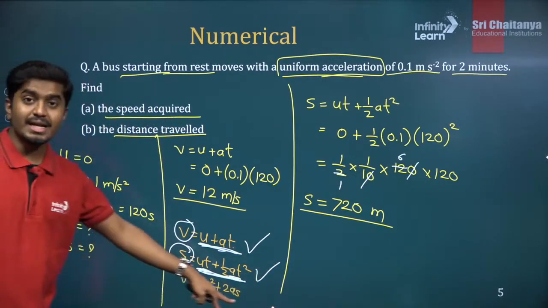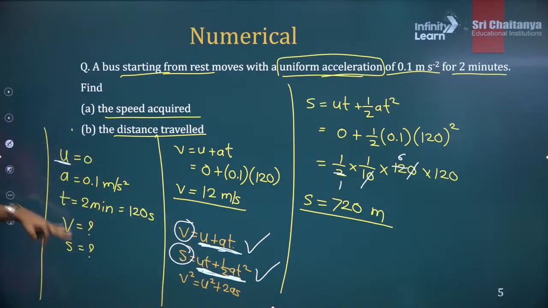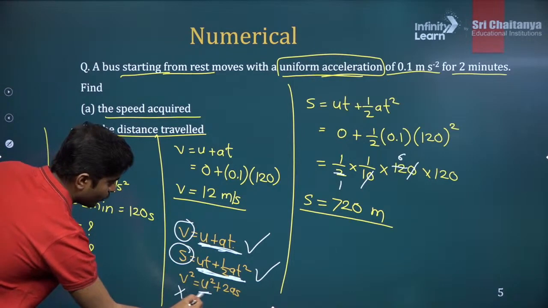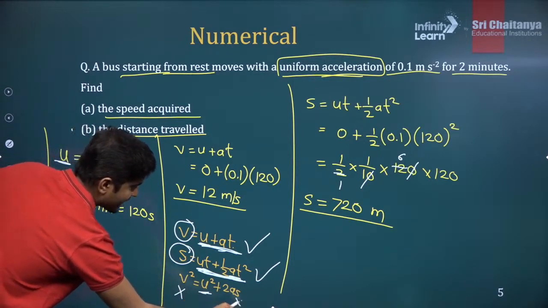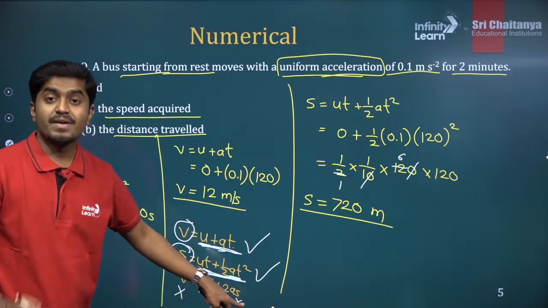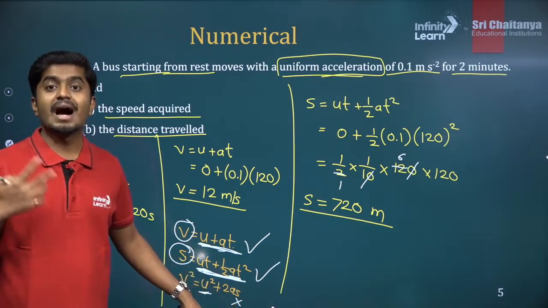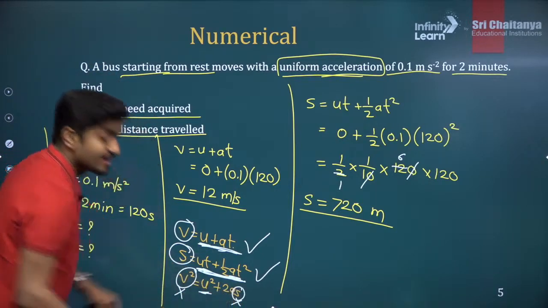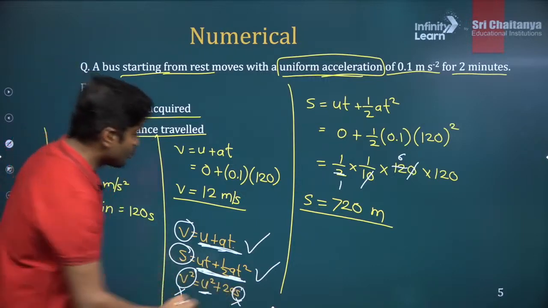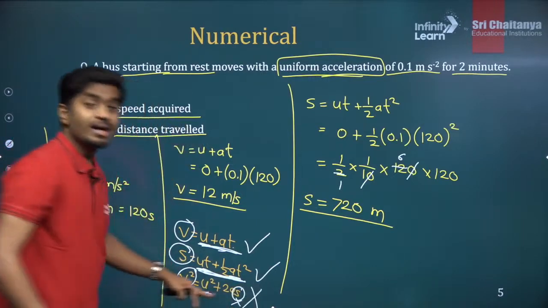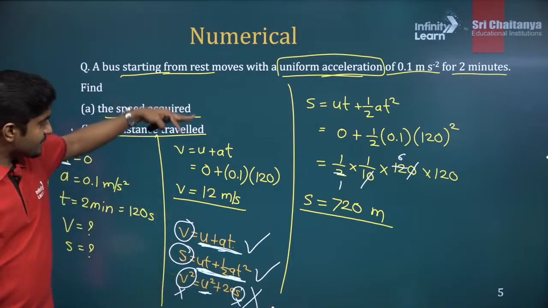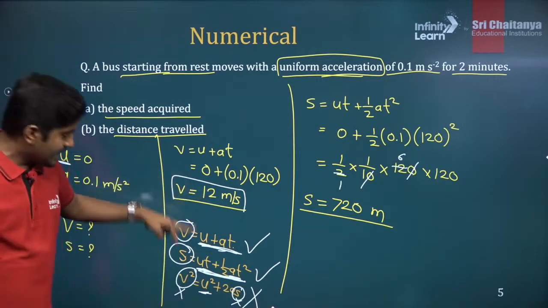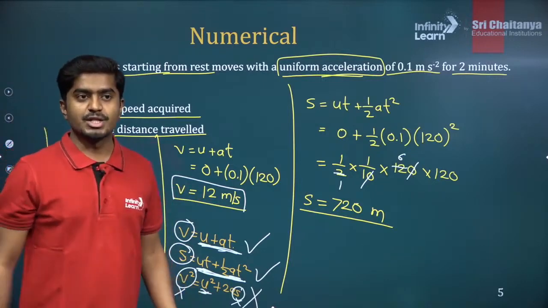But can we use the third equation? So just looking at these quantities, we don't know what is v. We know the u, but again we don't know the s. So in this case, we have two things which are unknown. The v and s, these two are unknown. So you cannot use the third equation straight away. First, we find out what is the value of v. Once we get the value of v, then we can use the third equation.